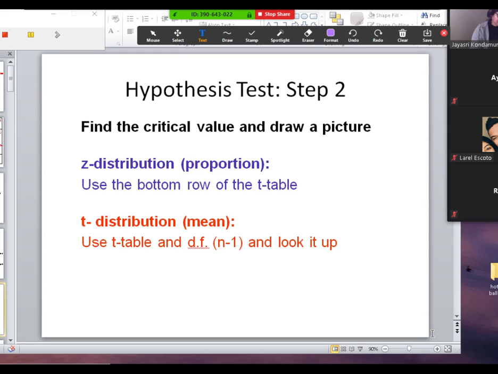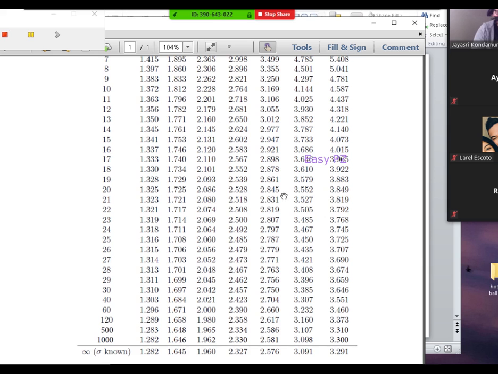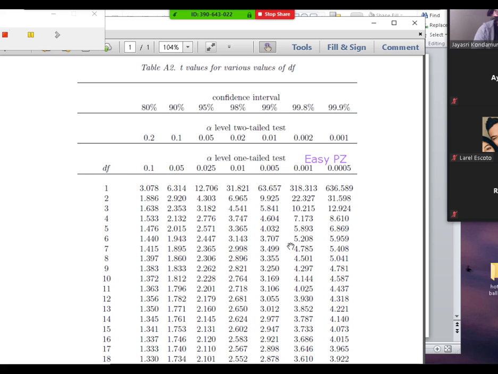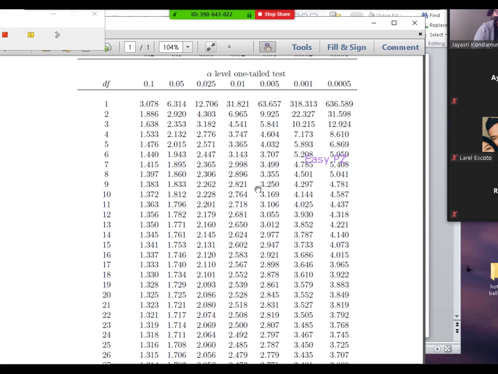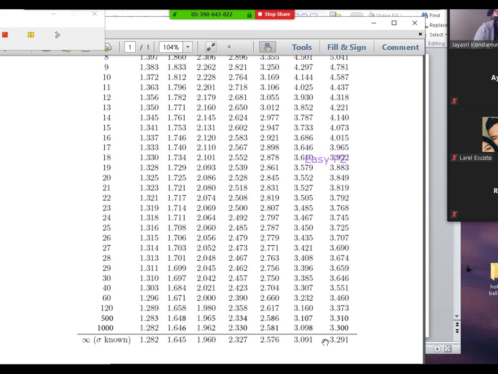If you look at your t table, this tells you which column to use. And then this part all through here, these are all different options of t-tables, right? This is your t-table. The very bottom row, that's your z-table, where you have infinity. That's the z-table, just this last one row, because we only need a handful of numbers from the z-table.